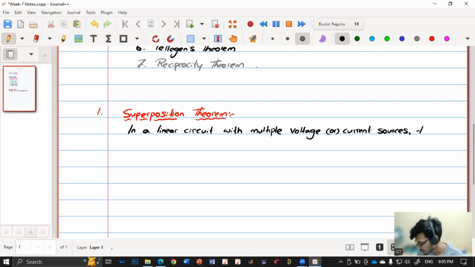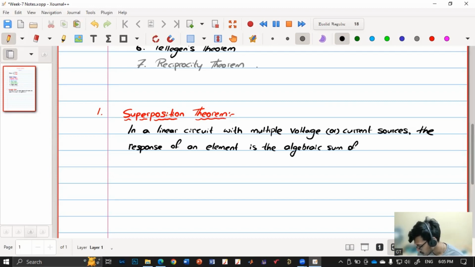The response of any element. When I say response, it could be current or it could be voltage. So the response of an element, it could be R, L or C, is the algebraic sum of the responses of that element obtained by considering one source at a time.